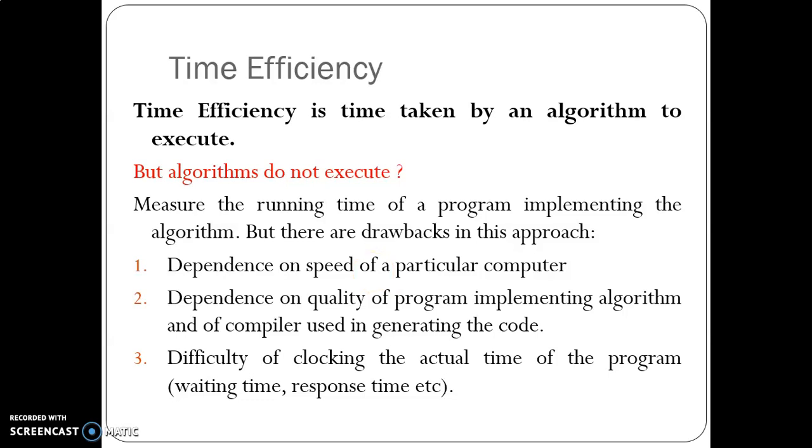Now, even if you write the fastest algorithm, the fastest program, if the computer is very slow because its CPU doesn't have the power to execute a lot of instructions per second, then no matter how fast the algorithm is, it will execute slowly. Another thing is the quality of program.